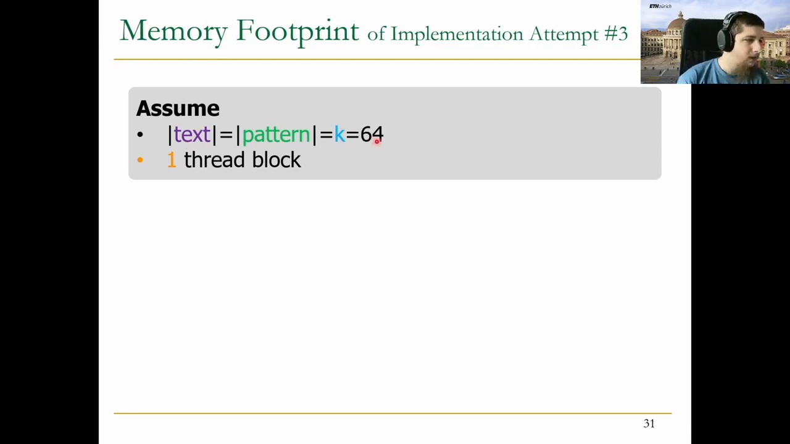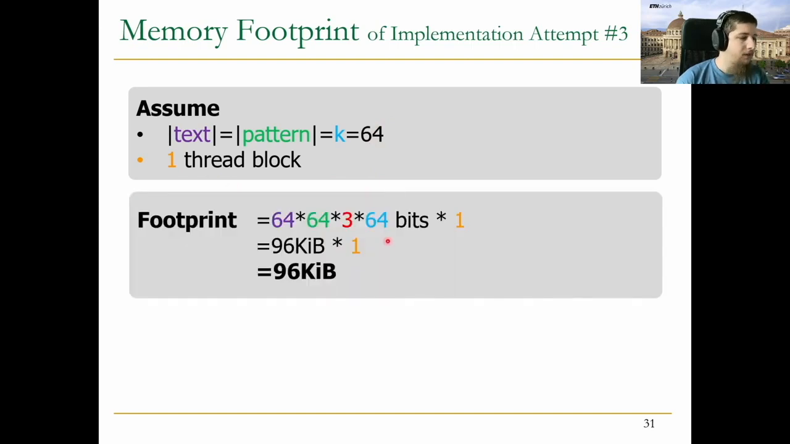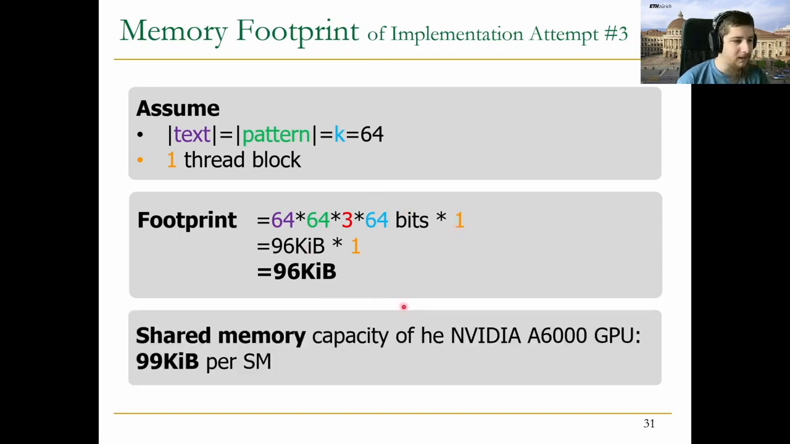We can have one thread per column, and if you assume text and pattern are again 64, we can use 64 threads. Okay, we use 64 threads in one thread block, and this gives us a footprint of this formula as before, times 1, because they all cooperate, is 96 kilobytes. And indeed, as we had before, this fits into the 99 kilobytes of shared memory in the Ampere SM. So this is nice. We at least got it to run for now.